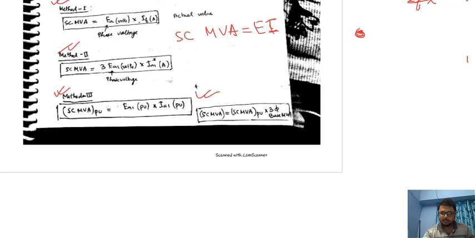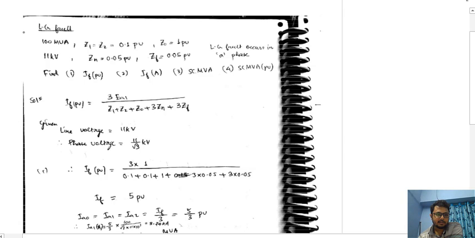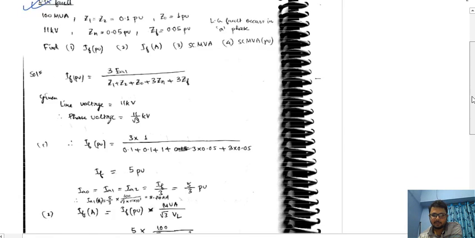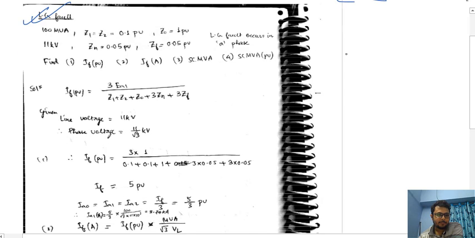So let me continue, proceed. Let me solve one simple numerical. Let us see the LG fault numerical, that is single line to ground fault. As we are discussing this, all the formulas should be very clear to all.